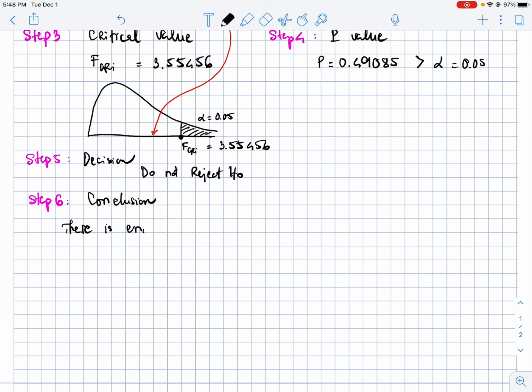So we will say there is enough evidence to support the claim that the average scores are the same.